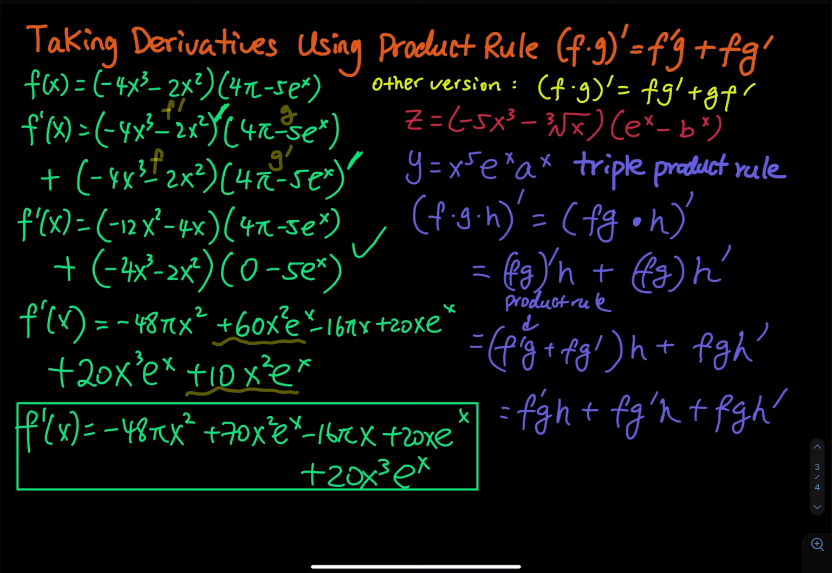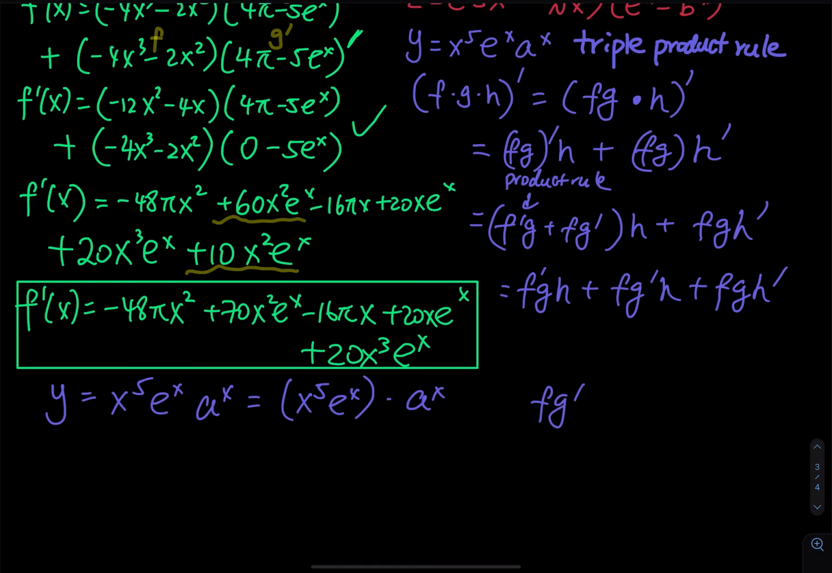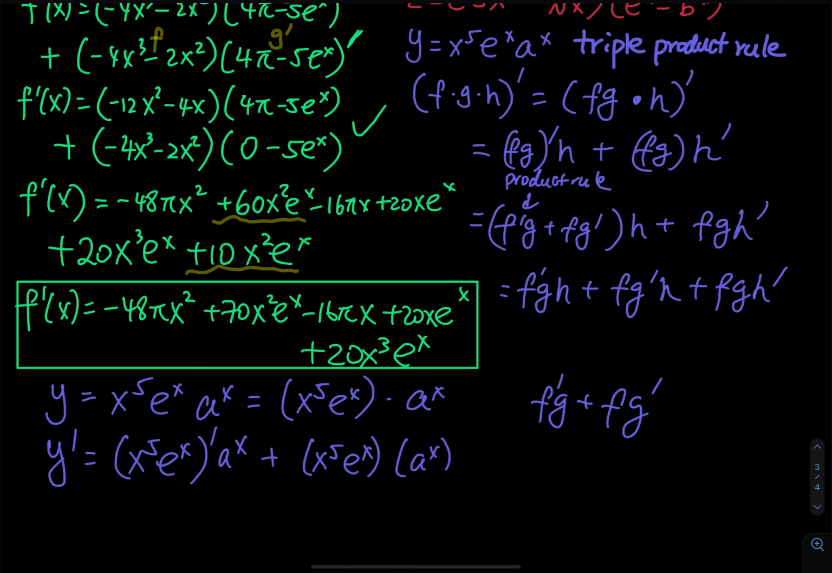All right, then how about the purple function? So the purple function, let's do it right here, so we don't have to squeeze that to the right. So we have y equals x to the fifth times e to the x, and then times a to the x. So we glue the first two terms together, x^5 e^x, and then multiply a^x, and then we apply the product rule. The product rule is f'g plus fg', and f first, g second. So y prime equals the derivative of x^5 e^x times a^x, plus x^5 e^x times the derivative of a^x.